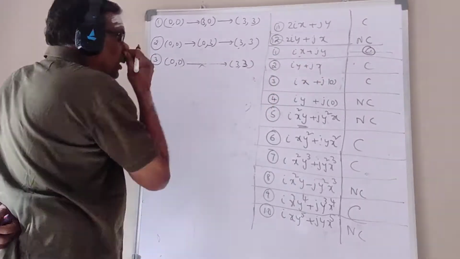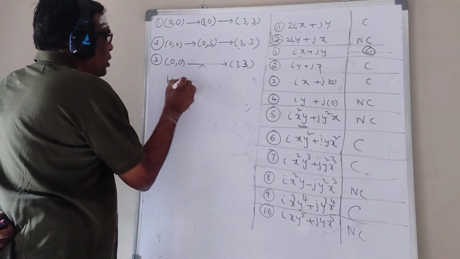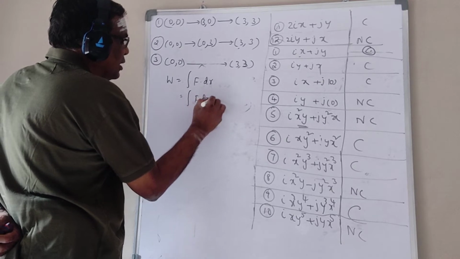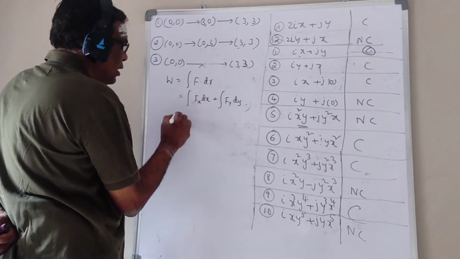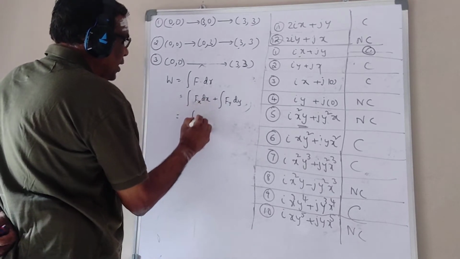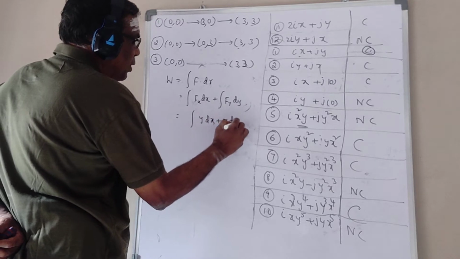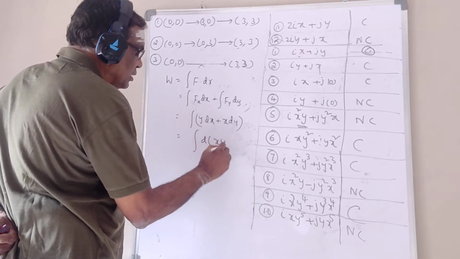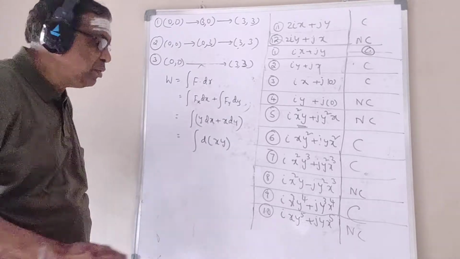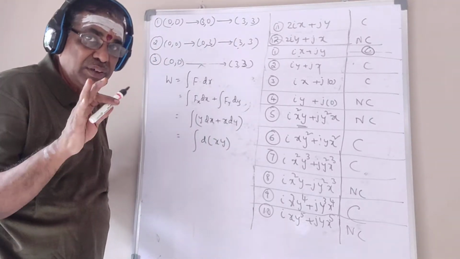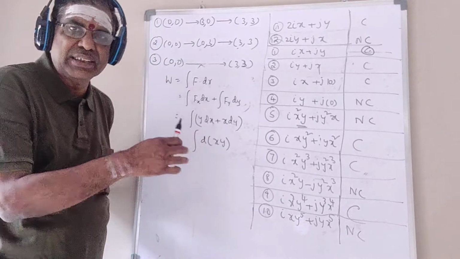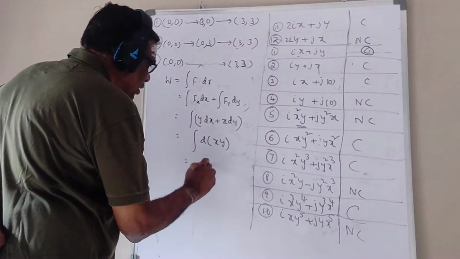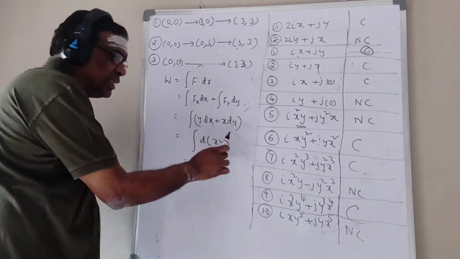When you say this is a conservative force, how do you get the work done? W is equal to the integral of F dot dr, or Fx dx plus Fy dy. So then you have the integral of y dx plus x dy. Now there is one way to write it: I can write it as d of xy. What do I mean by that? If I take the differential of xy, you will get y dx plus x dy. That means this is a perfect integral, and the answer is xy. It is an exact differential.